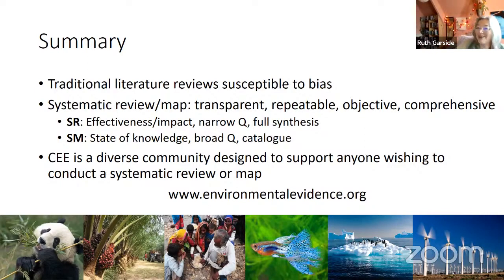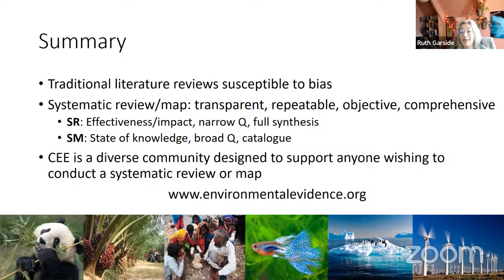So yeah, I'm nearly done anyway. This is my final slide. So the take-home messages from this: traditional reviews are susceptible to bias, and so systematic reviews and maps are really important to provide transparent, repeatable, objective and comprehensive summaries of the literature that are out there. Systematic reviews tend to look at questions around effectiveness or impact. They're really good at answering narrow questions in depth, and produce a full synthesis about the findings of the studies that are included in the review. A systematic map is better for trying to understand the state of the knowledge or the state of the research on a particular topic, and this usually relates to a much broader question where the research topics and approaches and localities and so on are catalogued rather than there being a full synthesis.